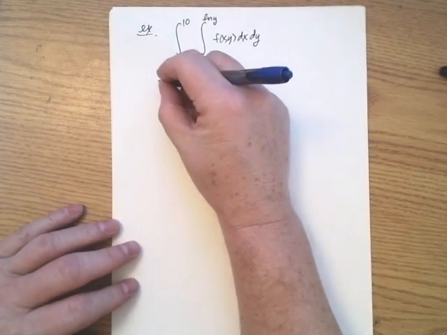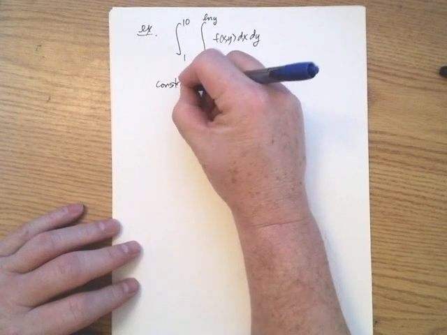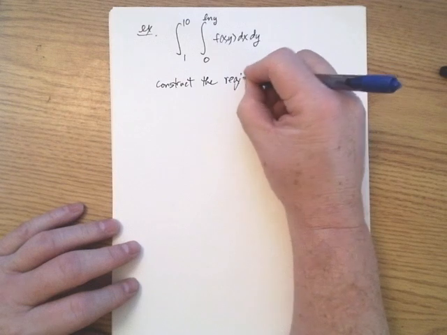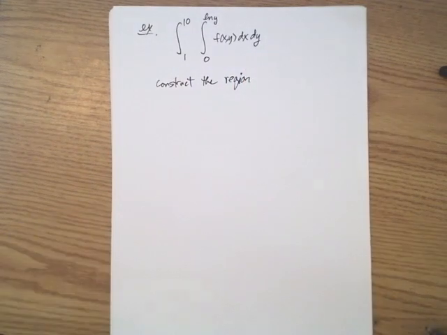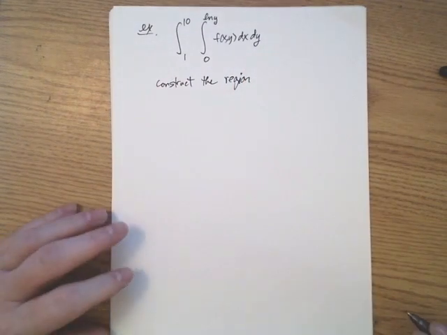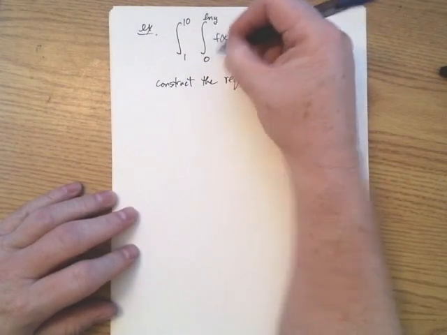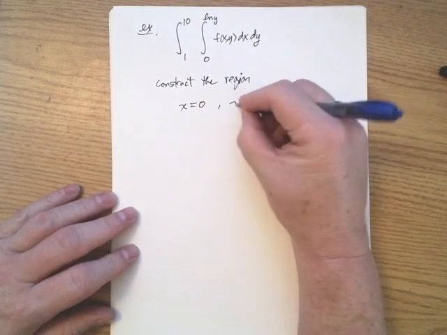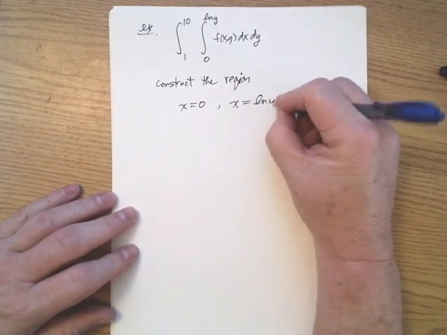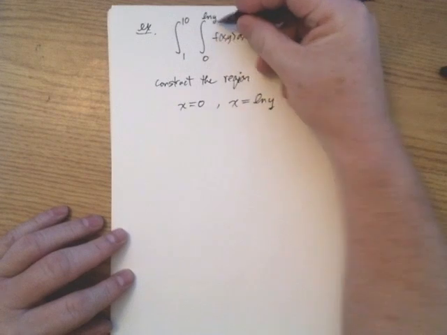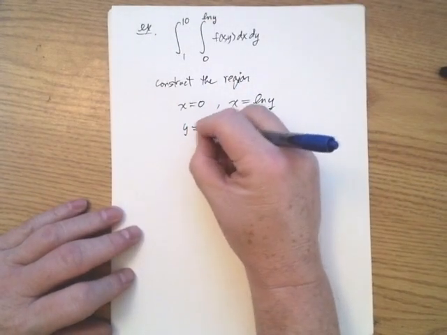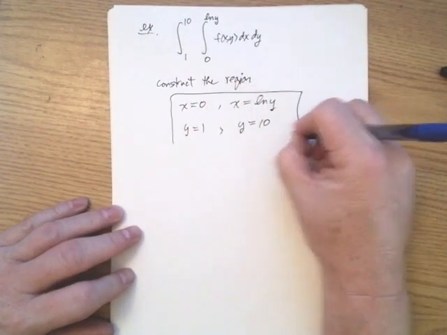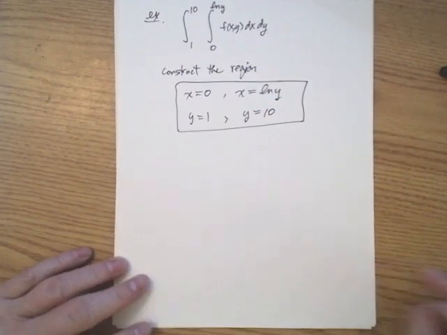Well, we need to, what? Let's write it this time. Let's construct the region over which we are integrating. All right, let's go ahead and look at this. Now, on the inner integral, we're going from x equals 0 to x equals ln y. Here, y is going from 1 to 10. We need to think about geometrically what that would represent.